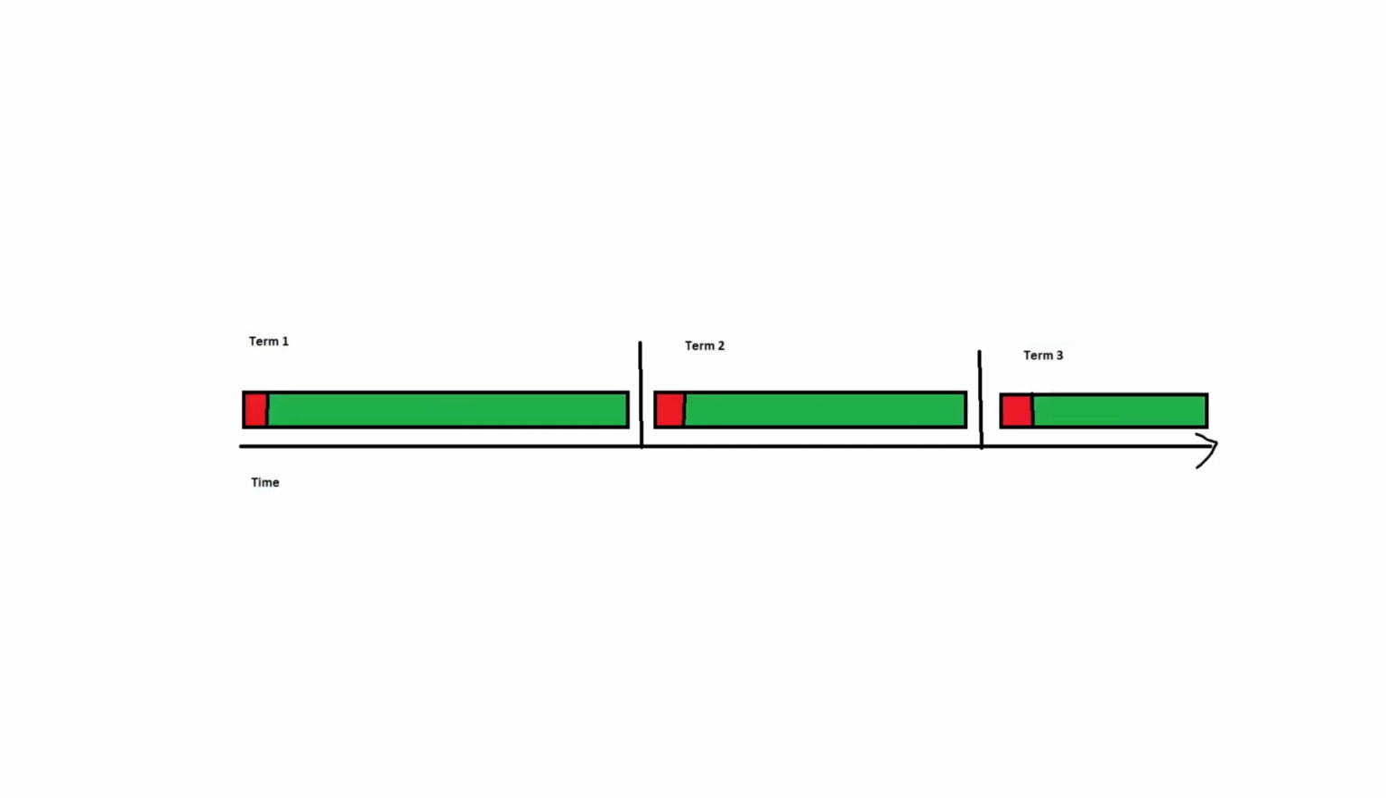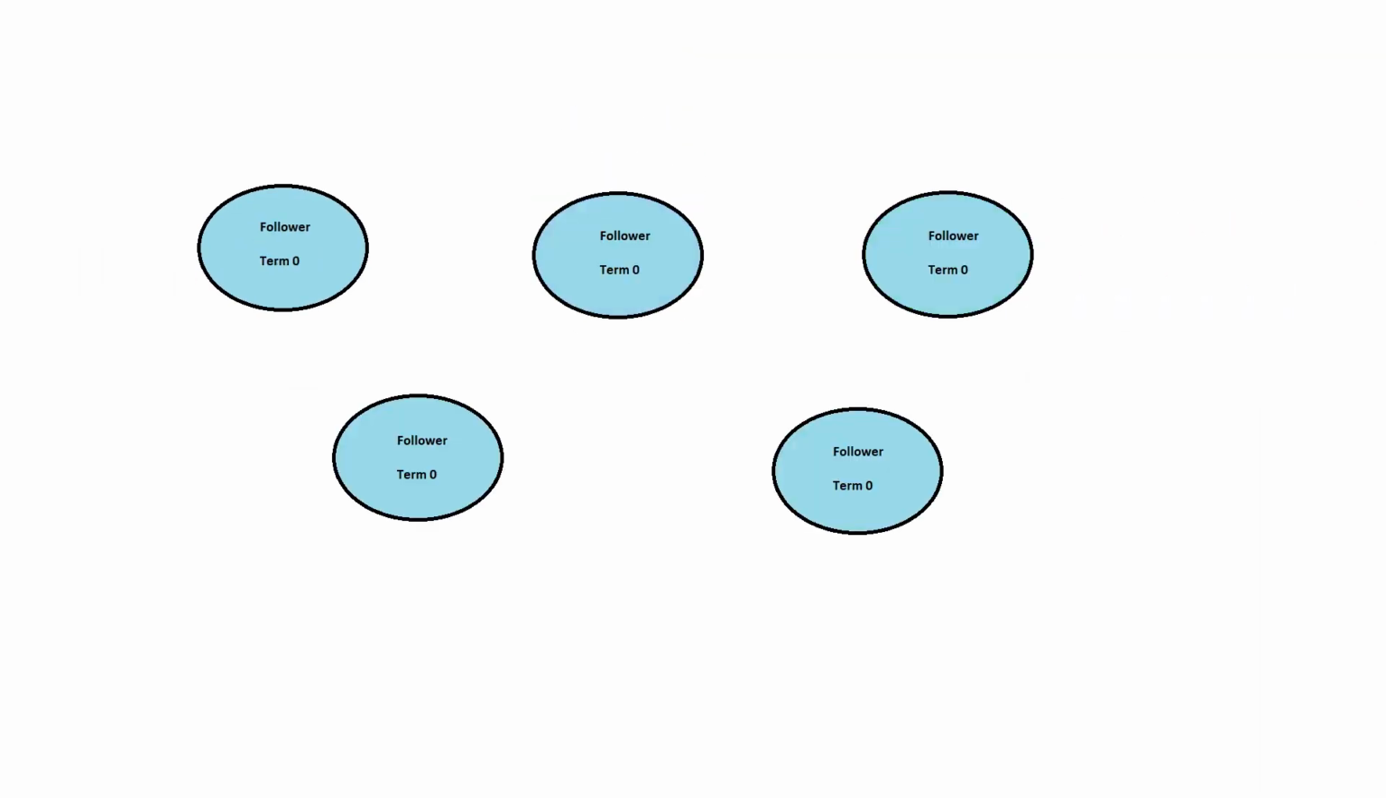Each term starts with an election represented by the red color. The time for the leader election should be a short fraction of the entire term. A node in the cluster can be in one of three states: follower, candidate, or leader. All of the nodes in the cluster start as identical followers that all have the potential to become a leader.